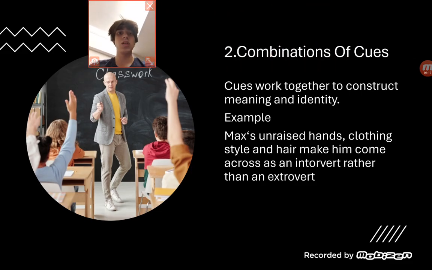Combinations of cues. Cues work together to construct meaning and identity. An example for this might be Max. Max is somebody in the MOOC who is a very introverted person, and he doesn't really raise his hands in the classroom. So that's who we are talking about here. Max's unraised hands, clothing style, and hair make him come across as an introvert rather than an extrovert.